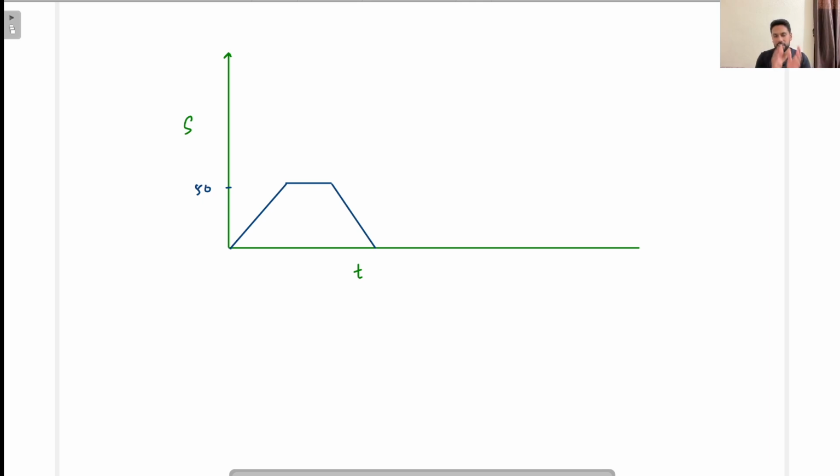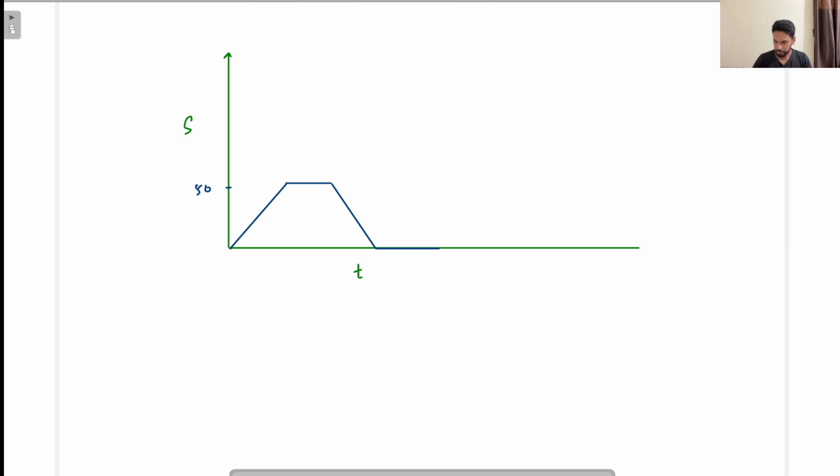Now it stays at rest for some amount of time. That means it is staying at 0 speed for some time. Let's say starting from here, it stays at rest till here. Now again it picks up speed. This time it comes backwards.